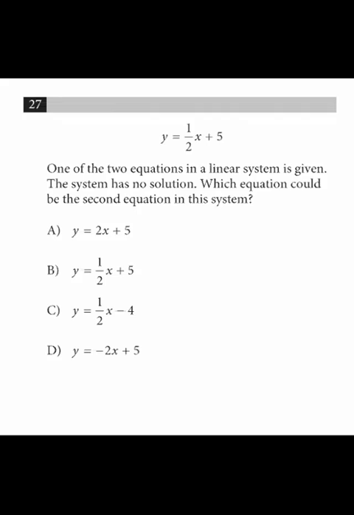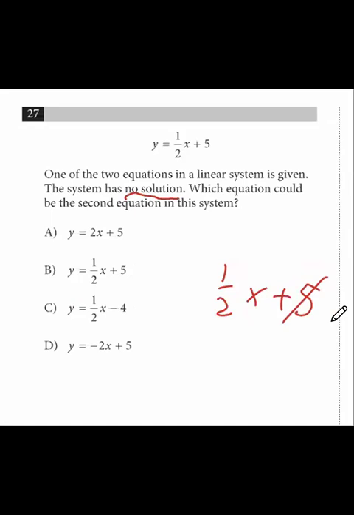Okay, so question 27, we're told there are two equations and the system has no solution. What could be the second equation? Well, for no solution, you need the same slope but a different y-intercept. So we still have 1 over 2x plus some value other than 5. So we're just going to write not 5. In this case, we have 2x plus 5.